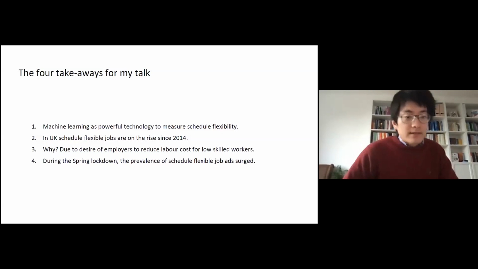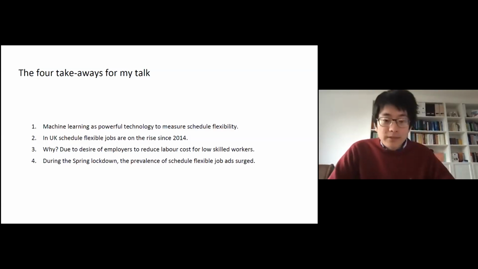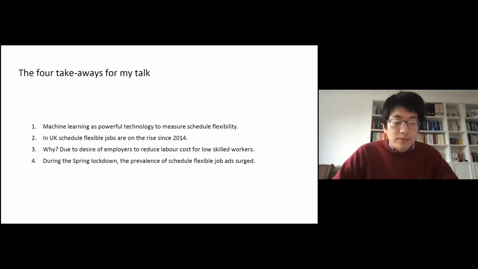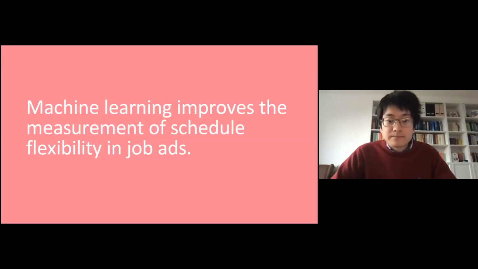Then we look at the reasons why this is happening, and we think it's a trade-off: employers want to reduce labor costs, and offering schedule-flexible jobs where you only pay the worker when he's working is one of the ways to reduce the total wage bill. And then finally, we look at COVID-19, and during the spring lockdown, we find a temporary surge in schedule flexibility in the UK. Next slide, please.